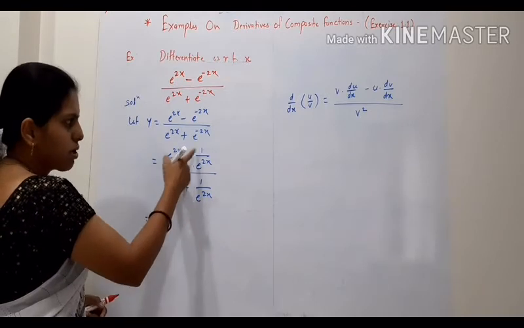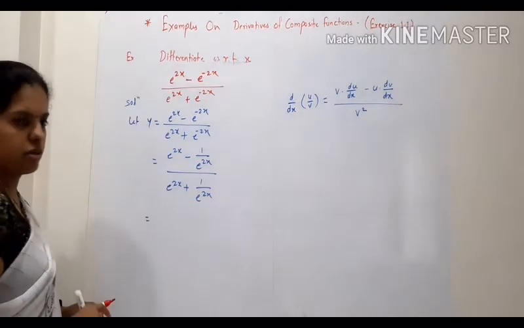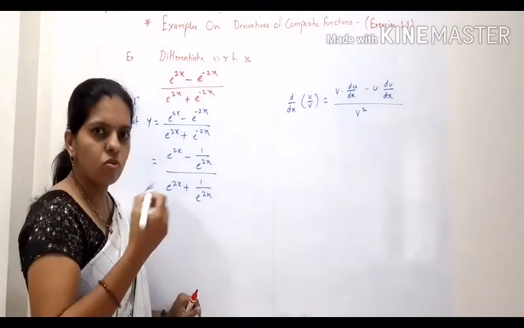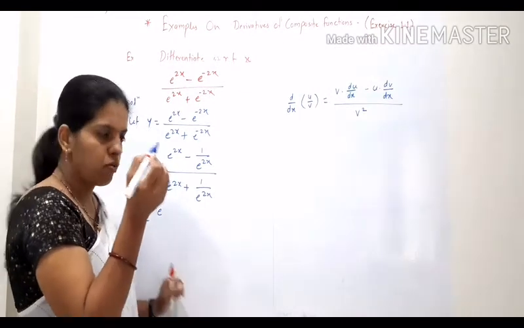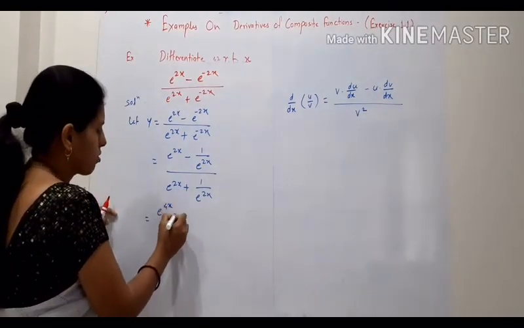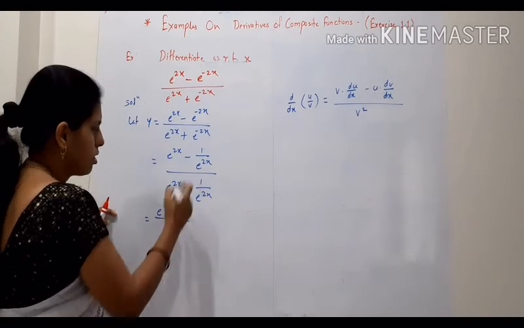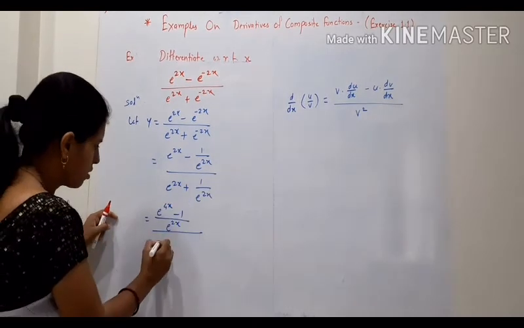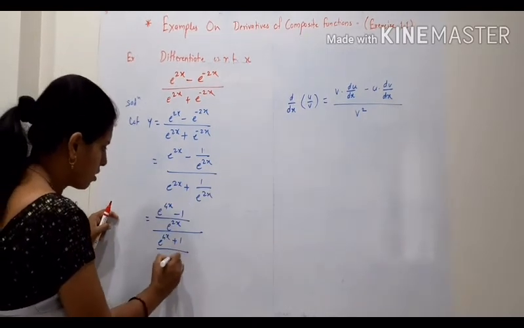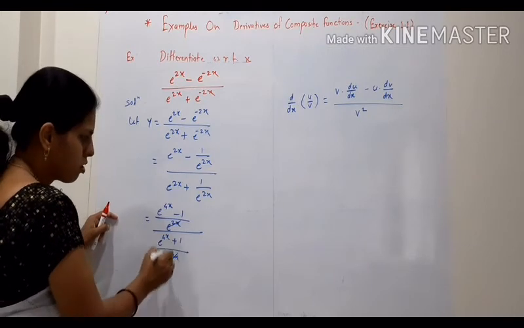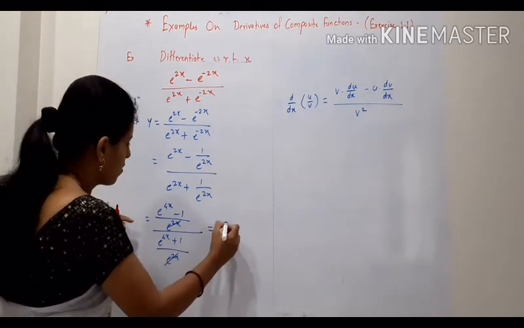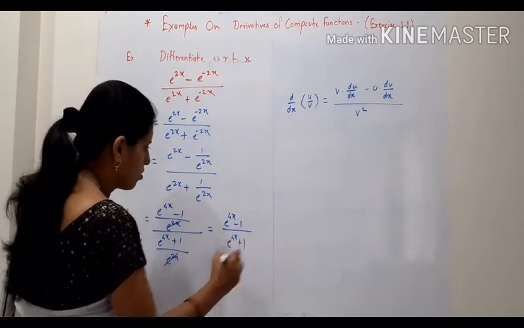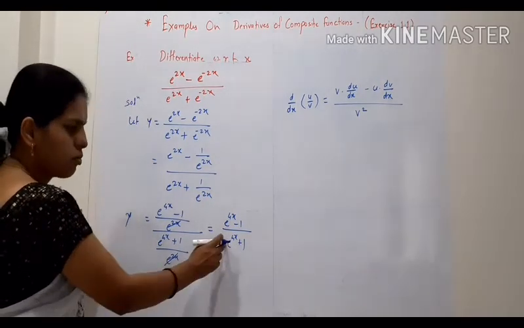Then we take the cross multiplication in the numerator and in the denominator. Then e raised to 2x into e raised to 2x is e raised to 4x, minus 1, divided by e raised to 2x, divided by the same here, only plus, e raised to 4x plus 1 upon e raised to 2x. This common denominator gets cancelled and the simplified function is e raised to 4x minus 1 upon e raised to 4x plus 1. This is our y now.